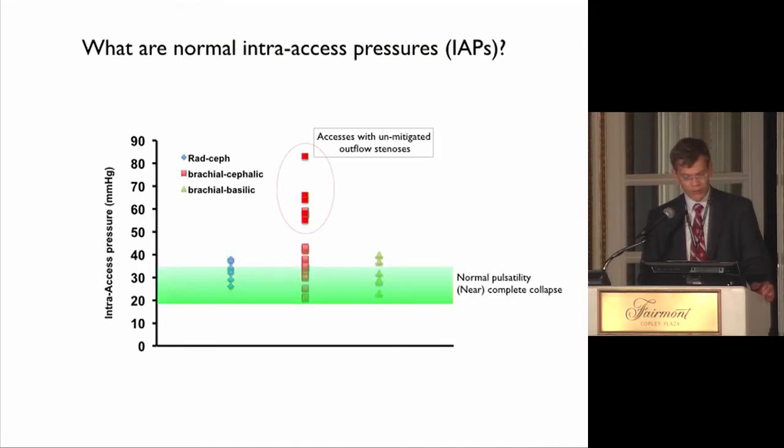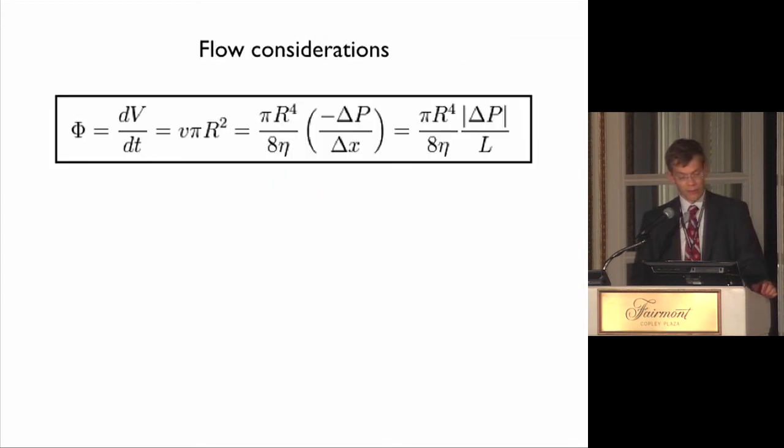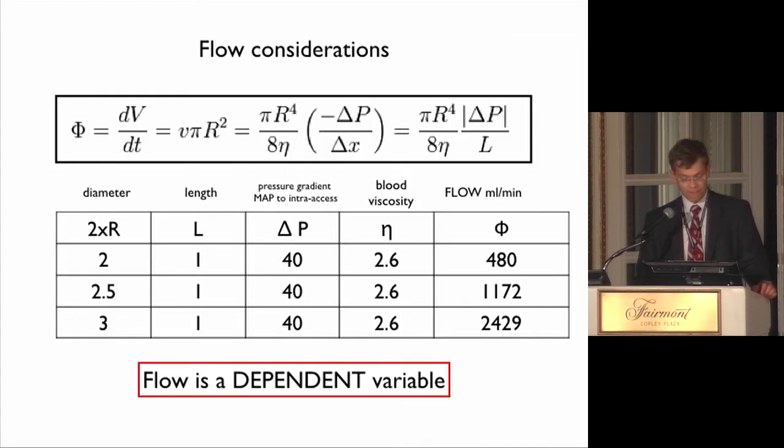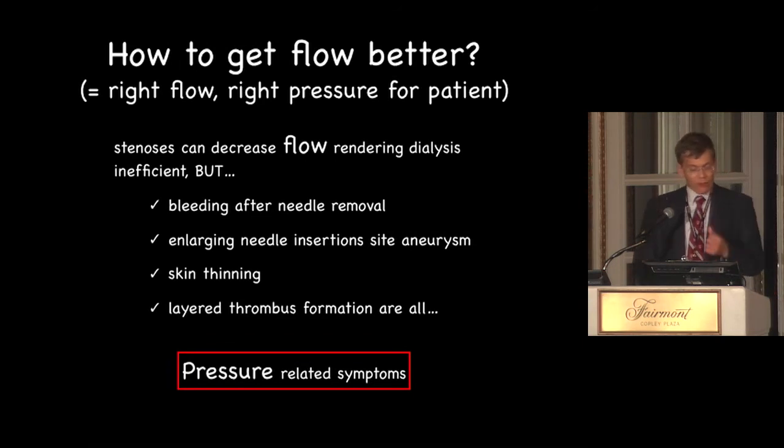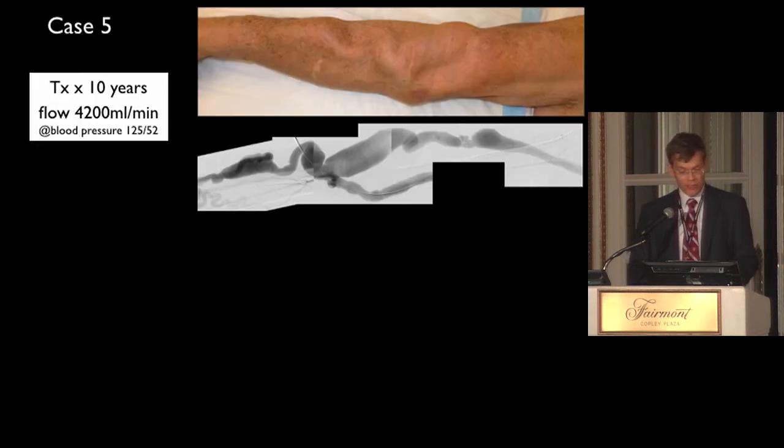What are normal pressures? They're in the 25 to 35 millimeter mercury range. There are few places that actually measure it, but if you get an access after angioplasty, you feel for the pressure, that can give you a little bit of a guide. So we want better flow, but better flow is really the right flow and the right pressure for the patient.